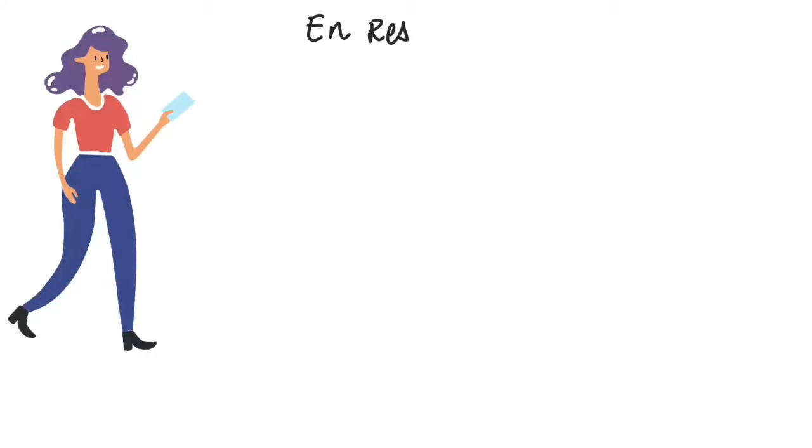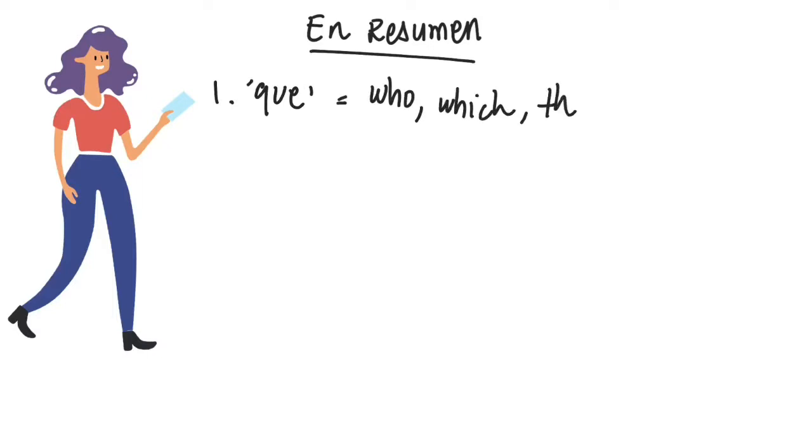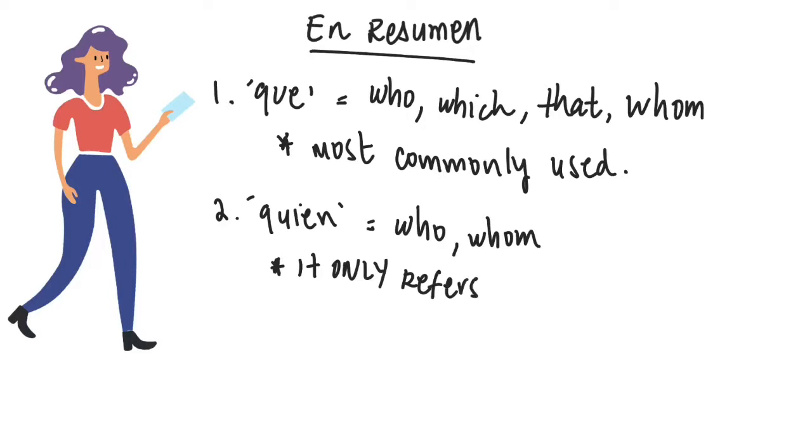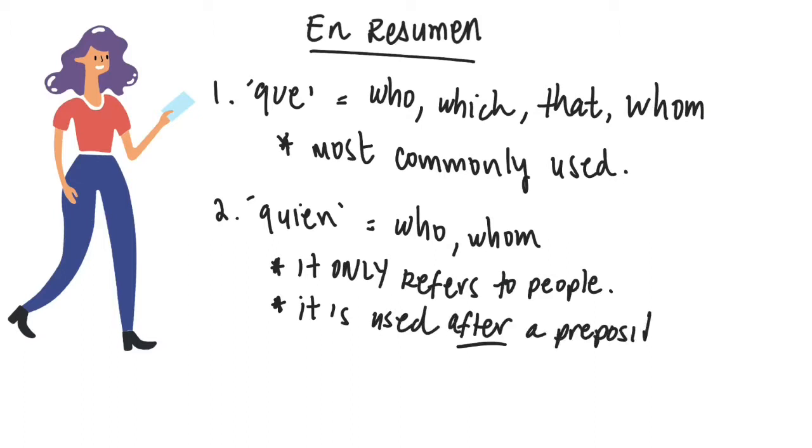En resumen, in summary, first, que is the equivalent of who, which, that, and whom in English. It is the most commonly used relative pronoun in Spanish. Second, quien only means who and whom, and it only refers to people. Also, it is used after a preposition. And third, lo que is the equivalent of what plus a verb.